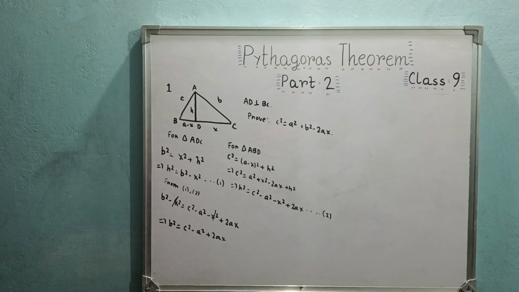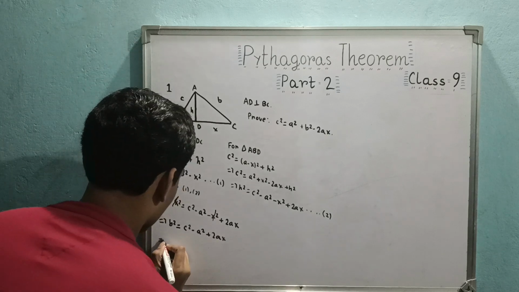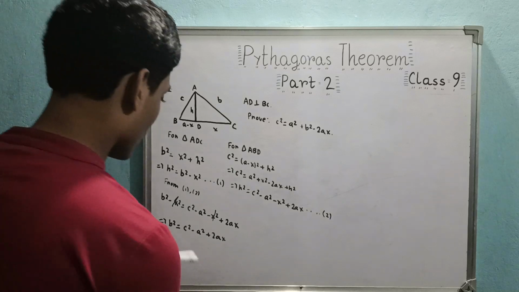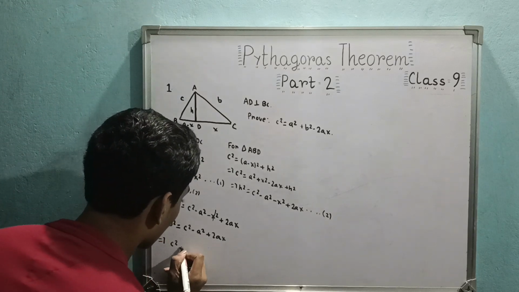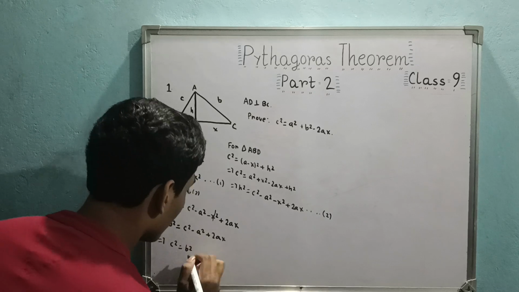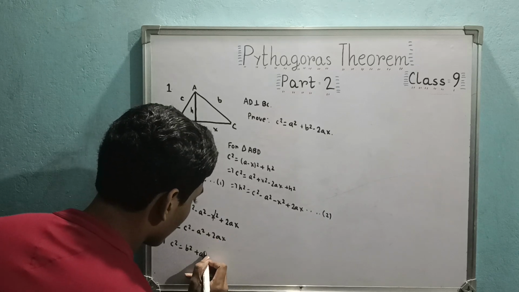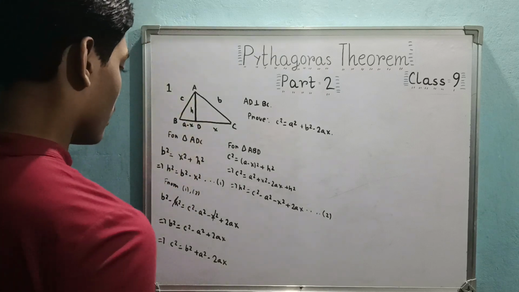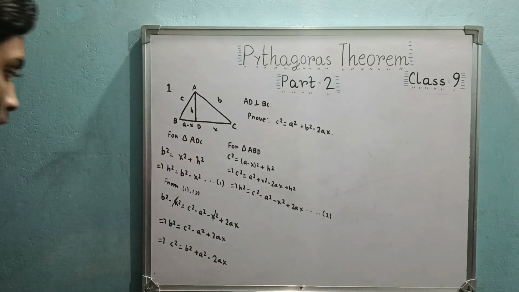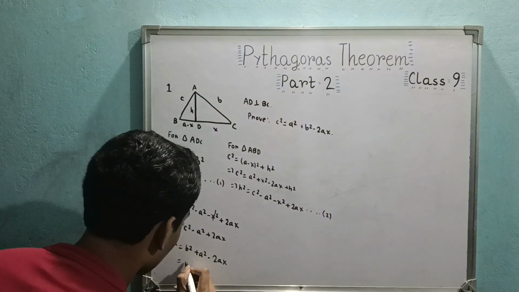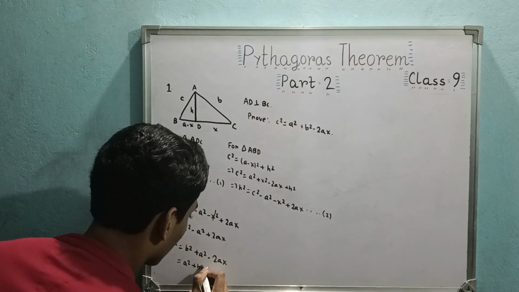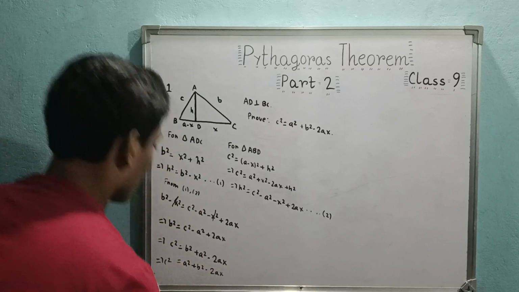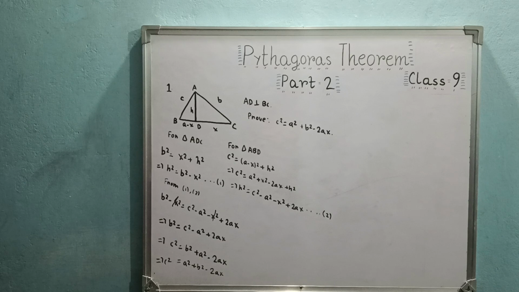And then, keeping C square on this side, you can shift all the other things to the other side. C square will be equal to B square, this becomes plus A square, this becomes minus 2AX. And that is actually the required proof, right? I can write A square plus B square minus 2AX. You understood that? That was very easy, right?